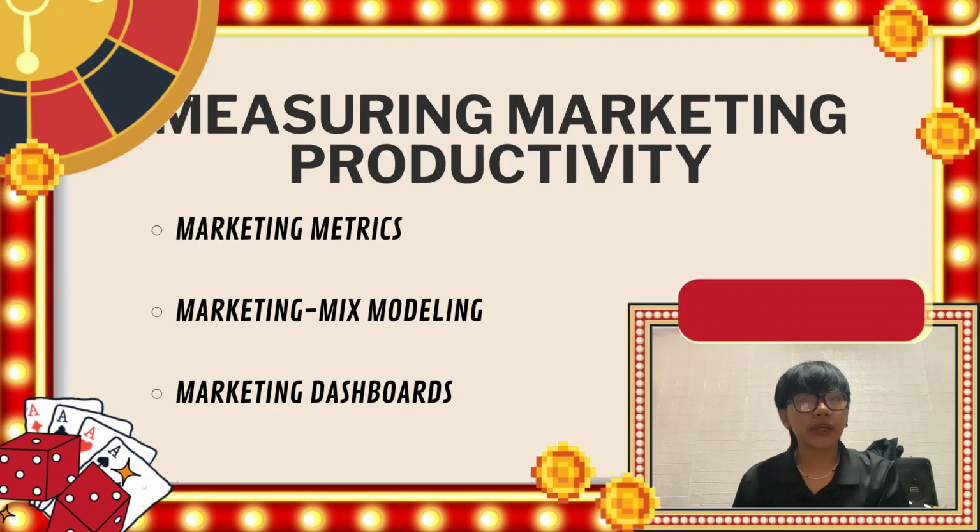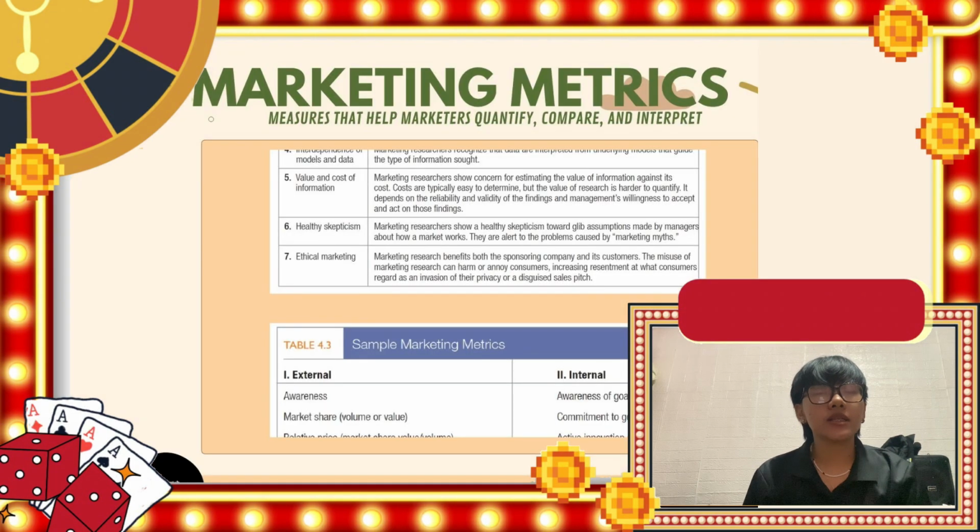For measuring marketing productivity, number one is marketing metrics. Number two is marketing mix modeling. And last is marketing dashboards. Marketing metrics are measures that help marketers quantify, compare, and interpret performance.